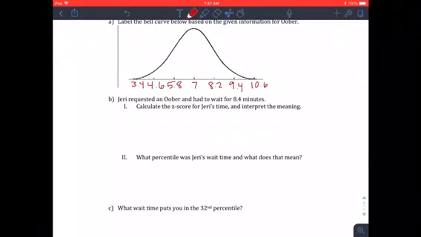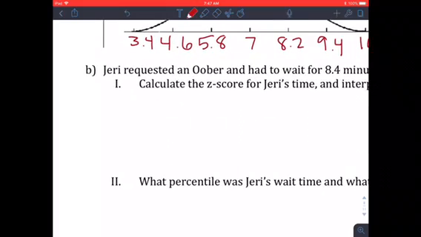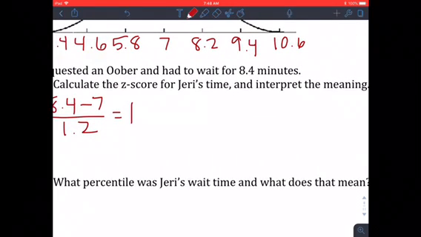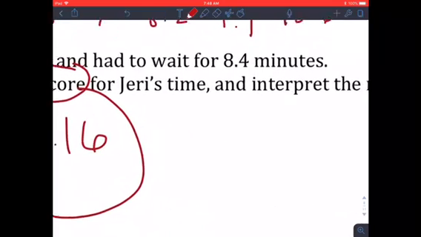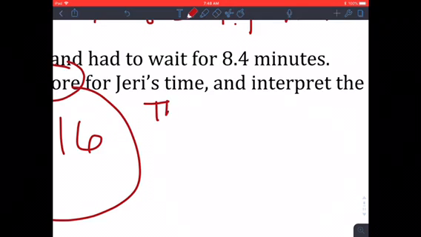Now, with this information, we are going to solve the problems in section B. In section B, it states that it took 8.4 minutes before an Uber driver came to pick Jerry up. Then it asks us to find the z-score in section B1. To find the z-score, you must take x and subtract the mean, then divide it by the standard deviation. So you will take 8.4 and subtract 7, then divide it by 1.2 to get 1.16. 1.16 is Jerry's z-score. The meaning of her score is that she is 1.16 deviations away from the mean, which is 7 minutes.